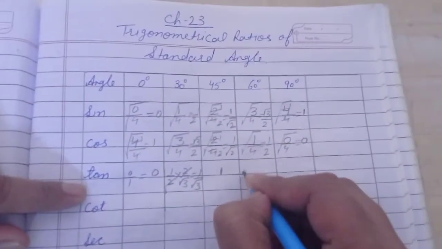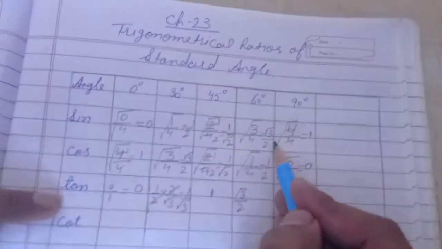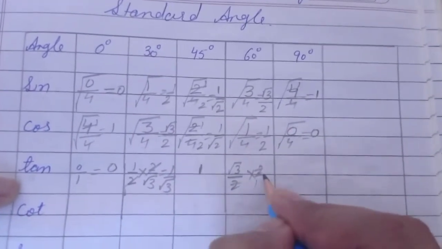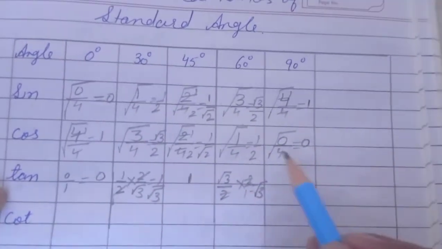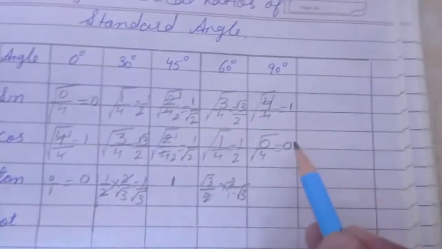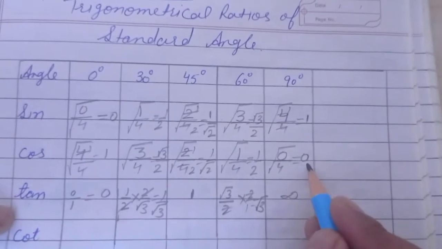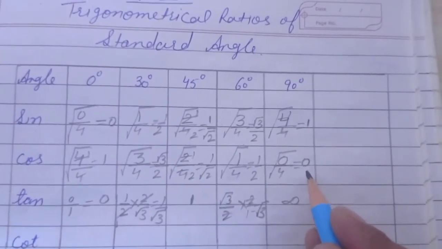Tan 60. Root 3 by 2, this value divided by 1 by 2, it will reciprocate. So what is this answer? Under root 3. Then tan 90: 1 divided by 0. 1 over 0 means not defined. You know that if 0 comes in the denominator, that value is not defined.